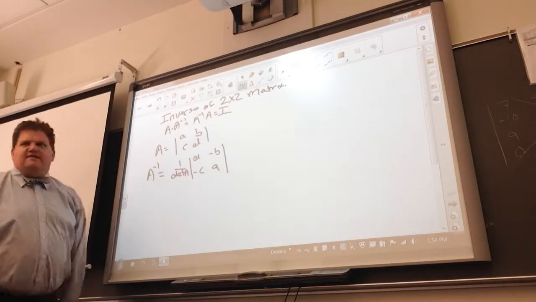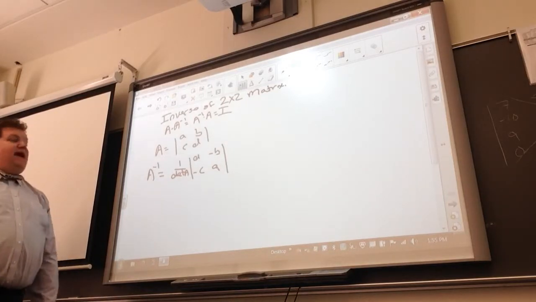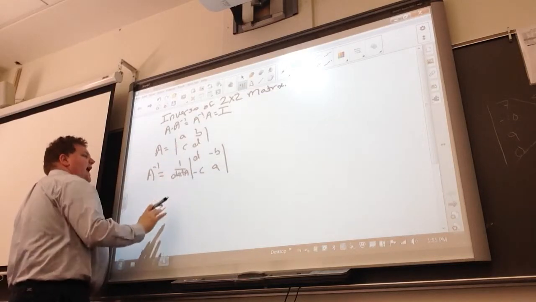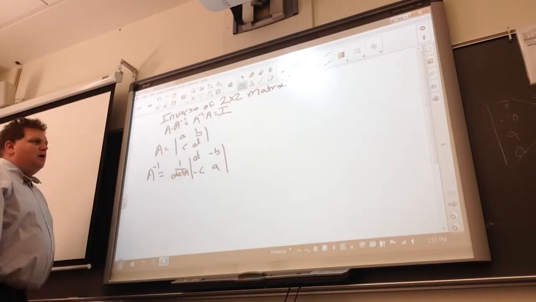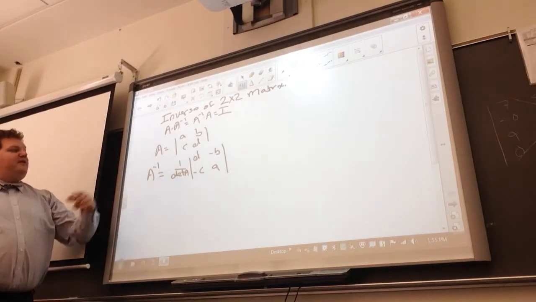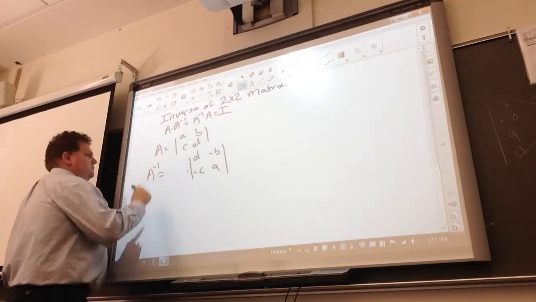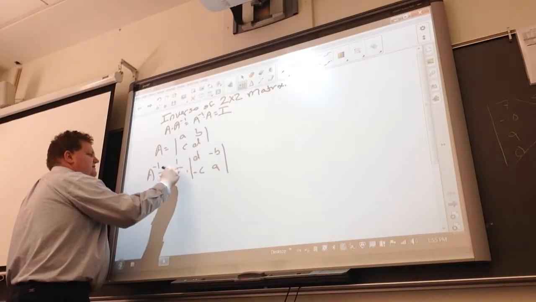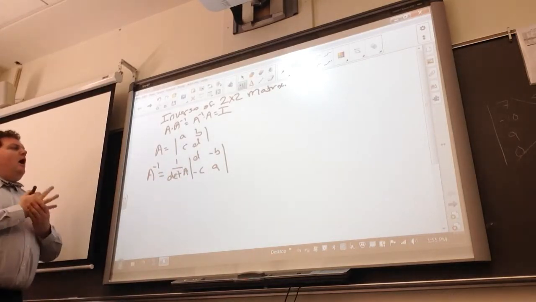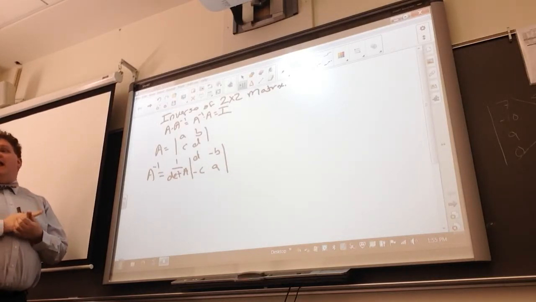So it's this kind of weird getup you get, when you flip one diagonal and you negate the other. Everyone see that? What's the one under? Oh, the determinant of A. So 1 over det A, the determinant of A. Now, any questions here? We're going to do an actual example with real numbers.